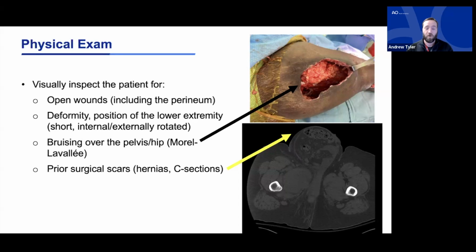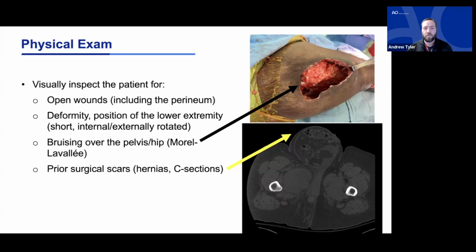Next, you obviously want to look at deformity. That's what everybody in the trauma bay is going to be pointing at. For a posterior dislocation, the leg is probably going to be short and internally rotated. For an anterior dislocation, you'll probably be externally rotated. But these are just important things to note, which give us clues as to what kind of injury is going on.